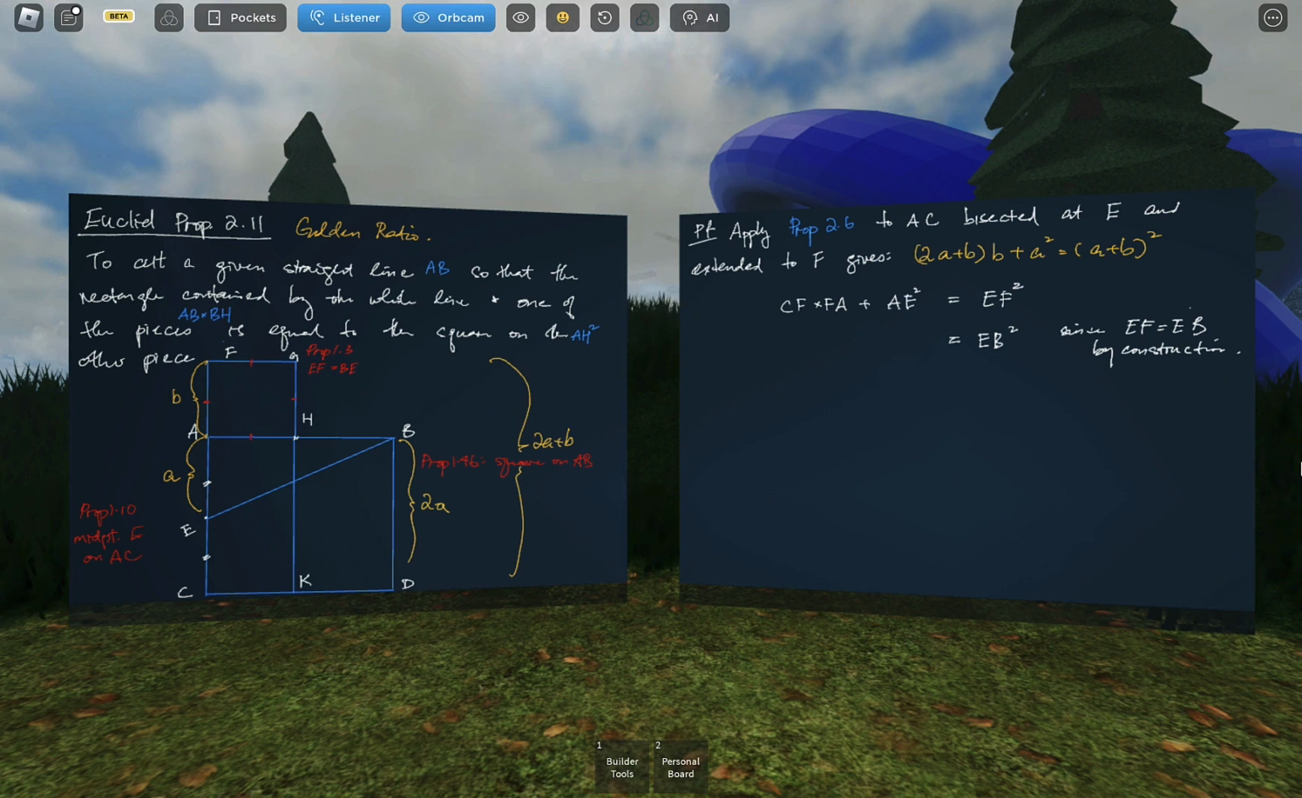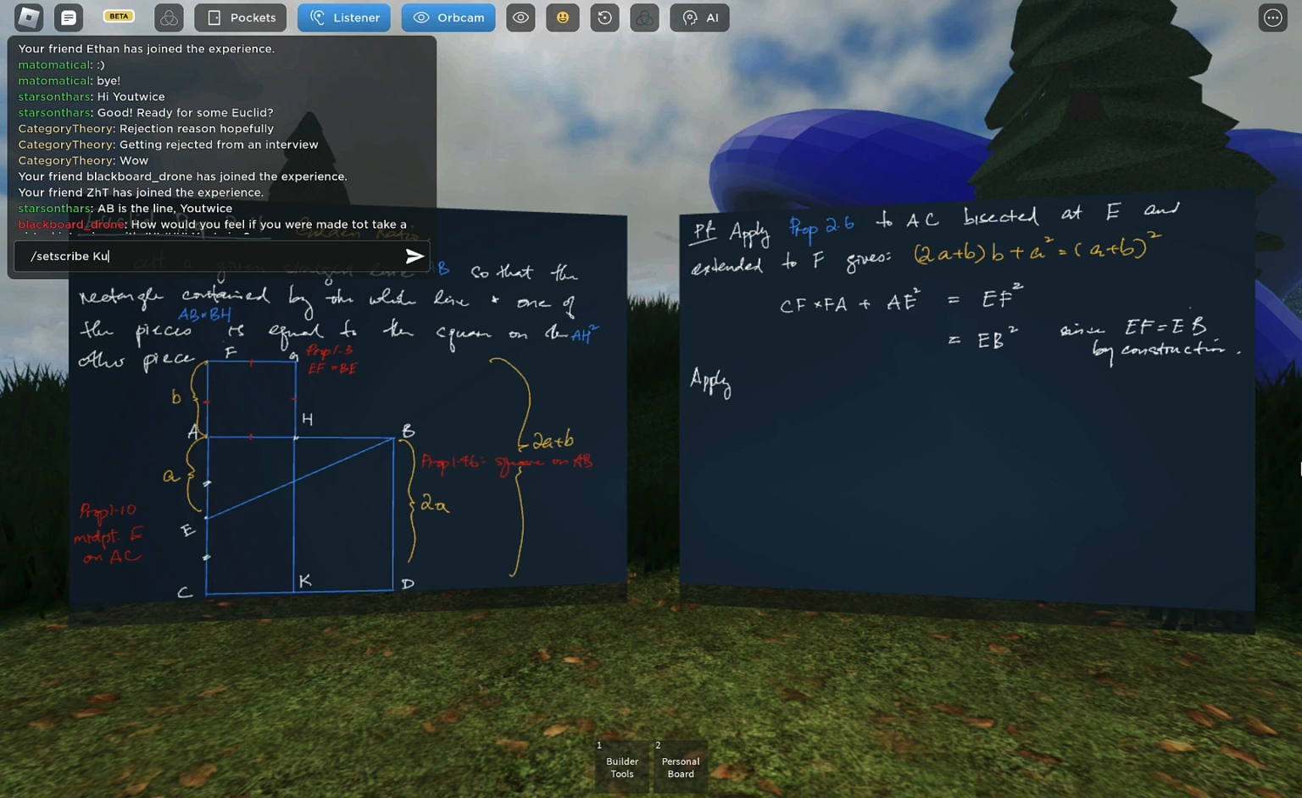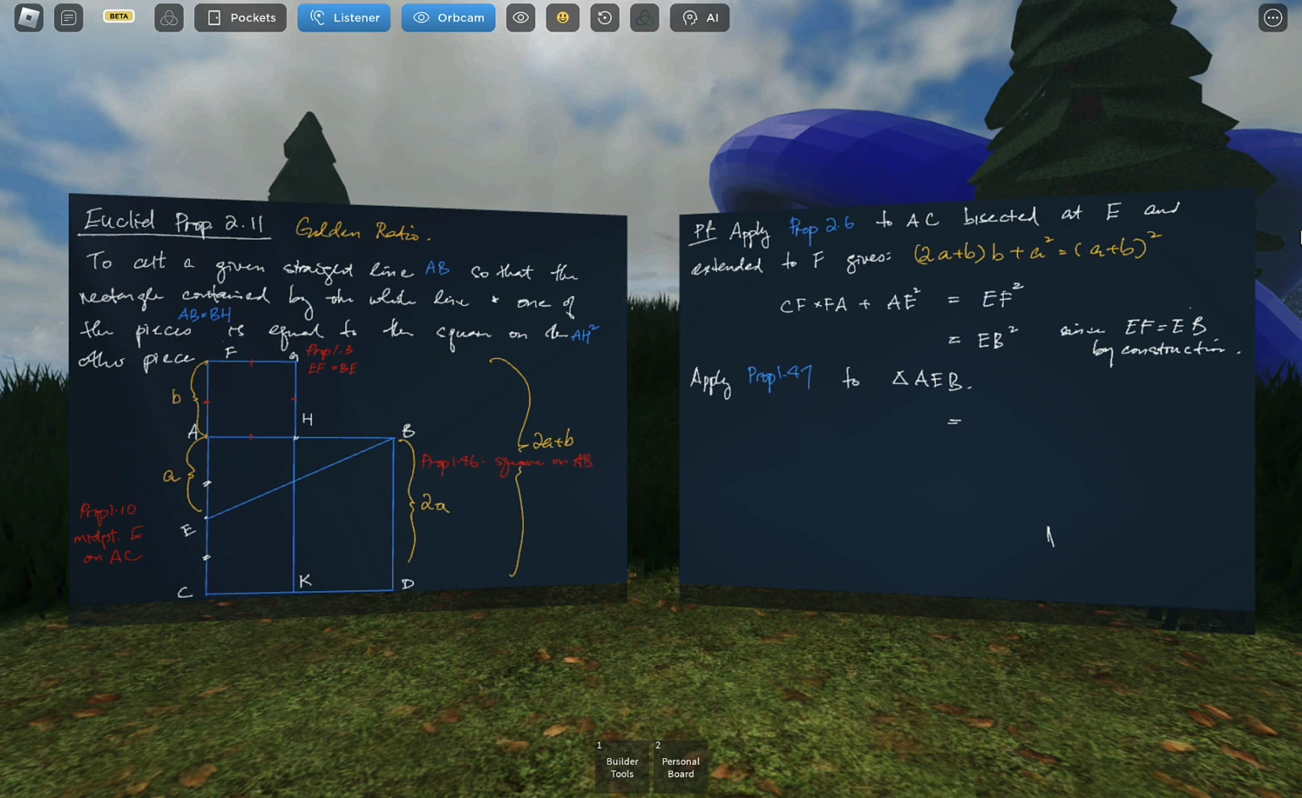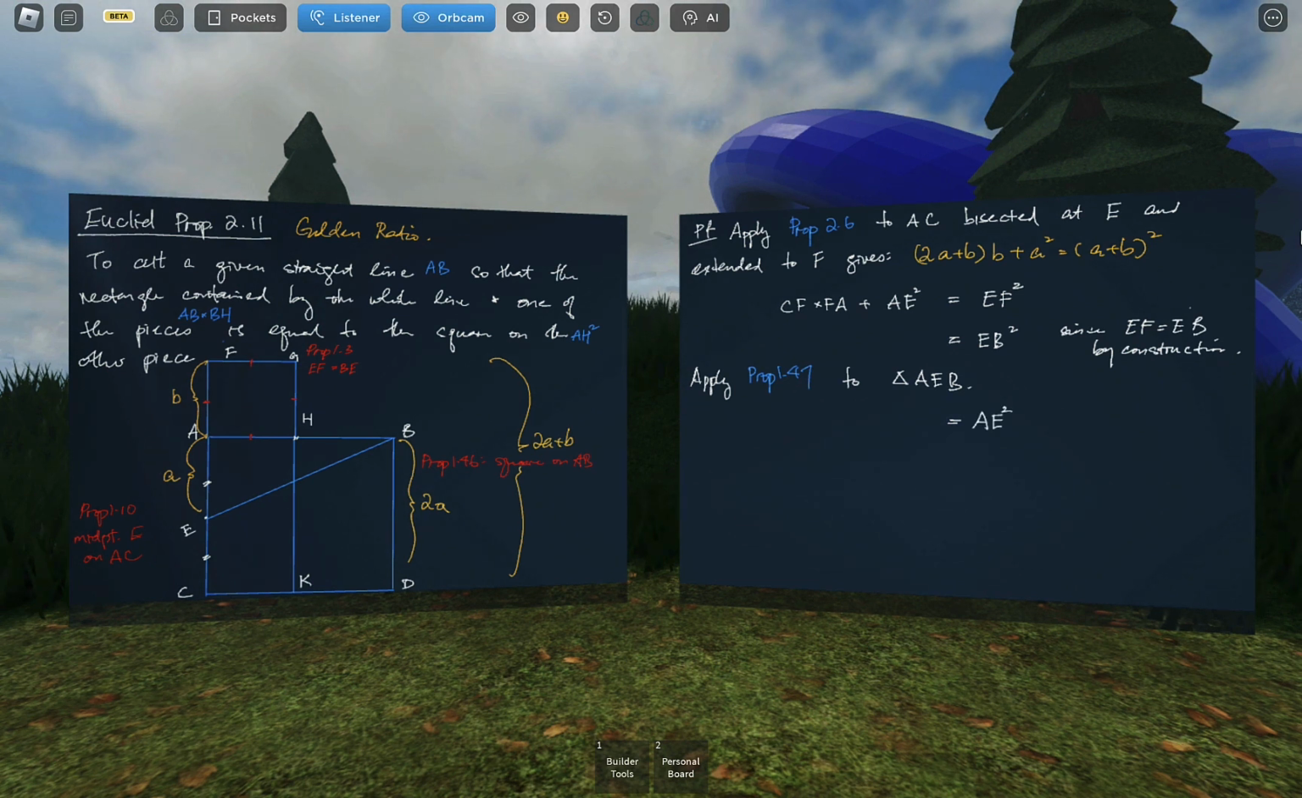So now we're going to do Pythagoras' theorem. So we're going to apply proposition 1.47. We have to use Pythagoras' theorem somewhere to the triangle AEB. Okay, and so EB is the hypotenuse of the triangle AEB. So this gives us AE squared plus AB squared.